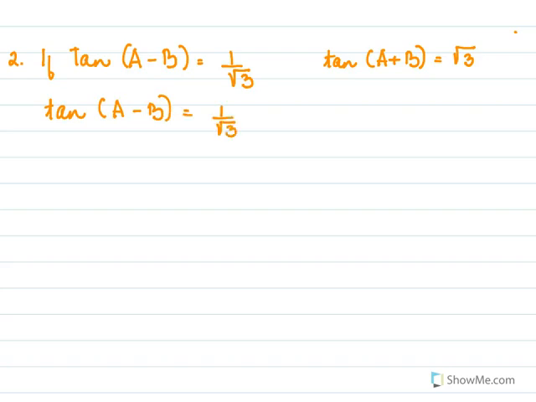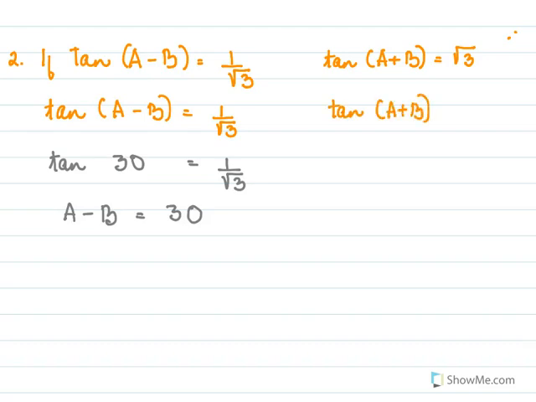We have to go to our table and find out tan of which angle is 1 by root 3. If you go to the table, you will know that tan of 30 is 1 by root 3. So when we compare both these, I can say a minus b equal to 30. Now for the next part, it's given to us tan of a plus b equal to root 3. And if we go to the table, we see that tan of 60 equal to root 3. Comparing both the equations, a plus b must be equal to 60.